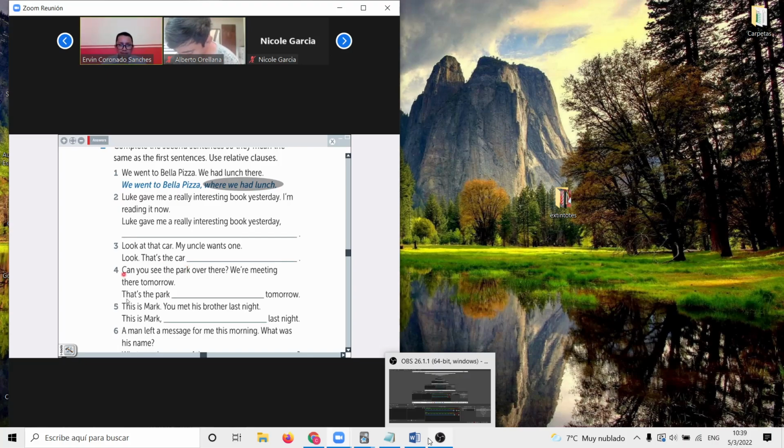Number four. Can you see the park over there? We are meeting there tomorrow. So you will say, that's the park where we are meeting tomorrow.